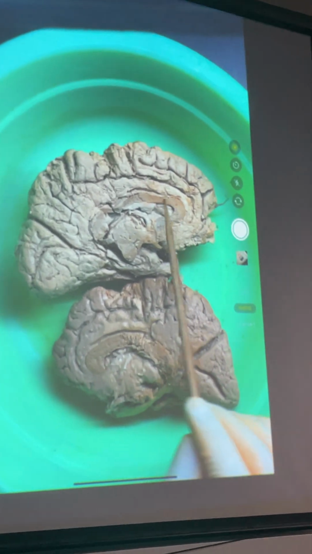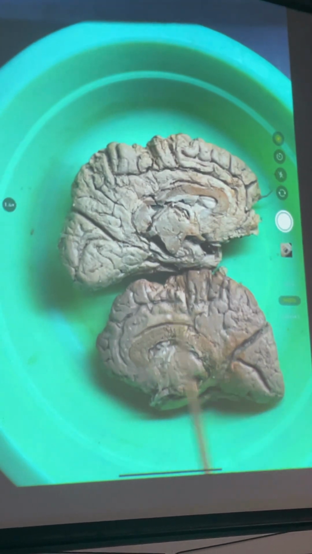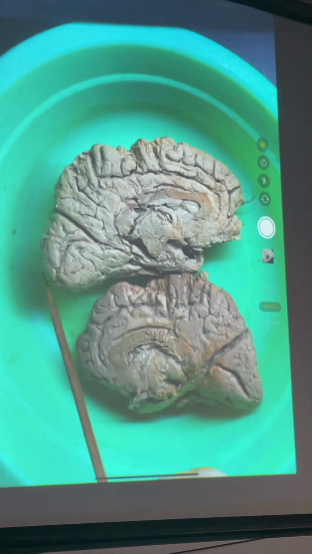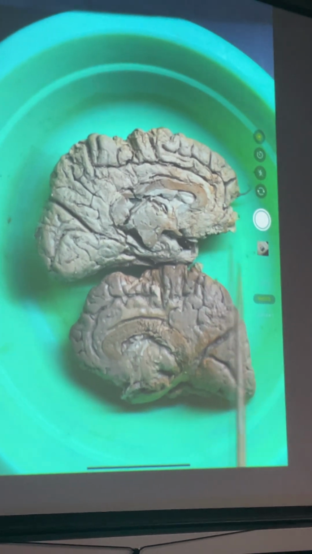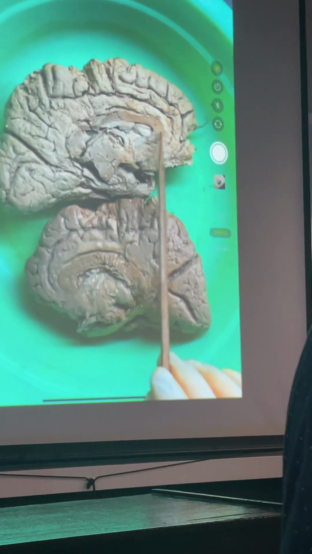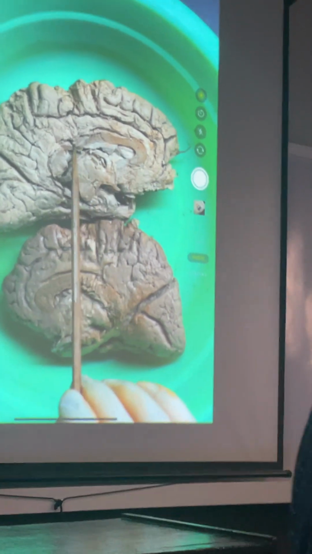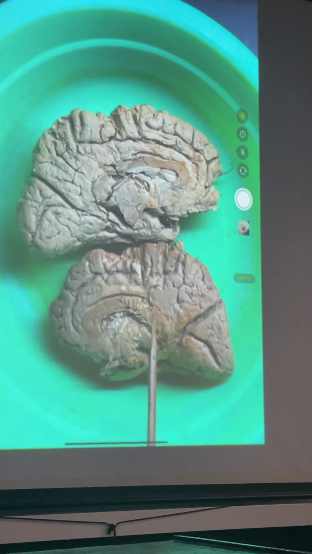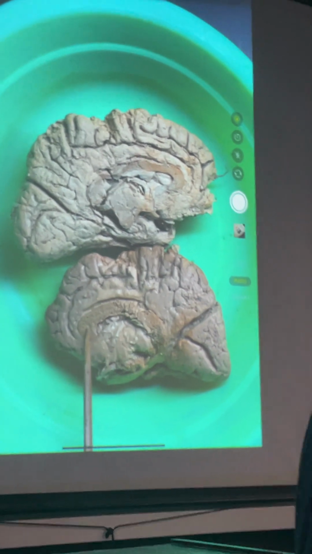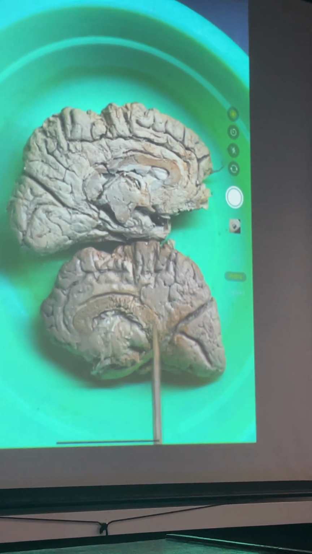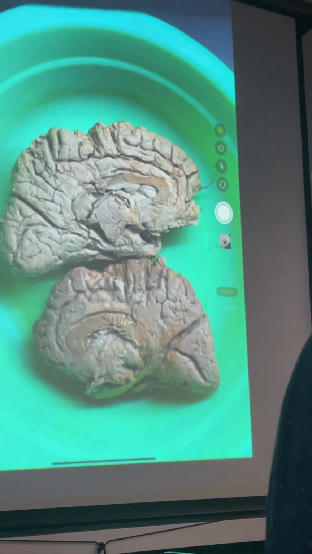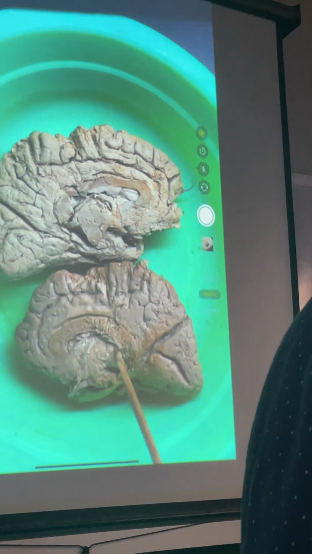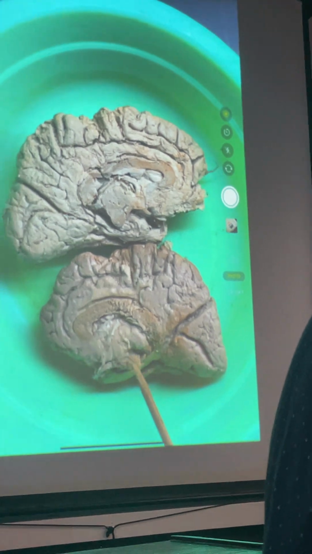Anyways, this is the corpus callosum, and this one is attached to the other side, or the other hemisphere. This is the anterior side, this is the posterior side. So in front is known as the genu, this is the body, and this is the splenium. Genu, body, splenium. This one here is the thalamus.